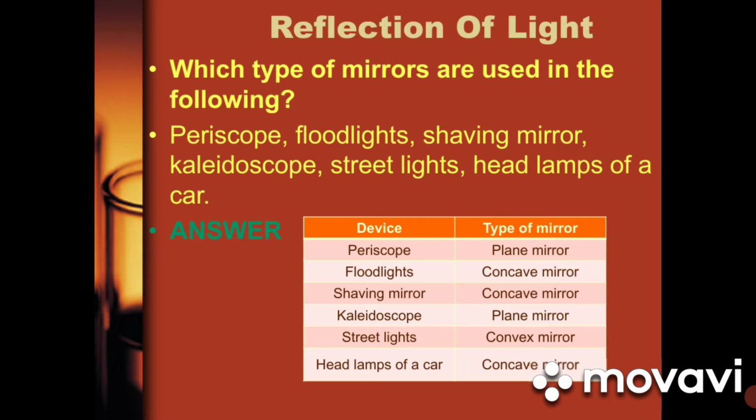Which type of mirrors are used in the following? Periscope, floodlights, shaving mirror, kaleidoscope, street lights, headlamps of a car. Answer: as shown in the given table, a plane mirror is used in a periscope. A concave mirror is used in floodlights. Concave mirror is used as a shaving mirror. Plane mirror is used in a kaleidoscope. A convex mirror is used in street lights. And concave mirror is used in headlamps of a car.